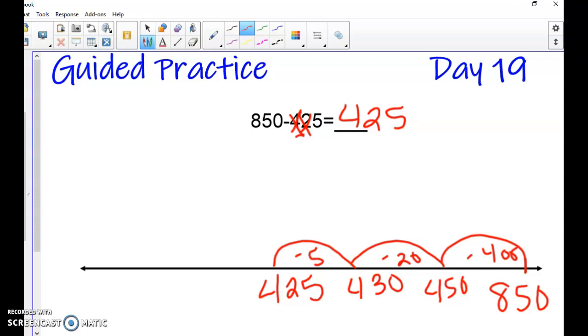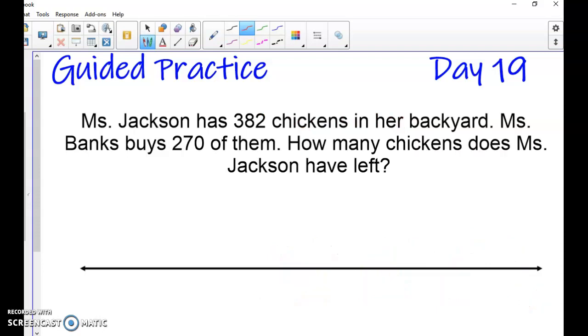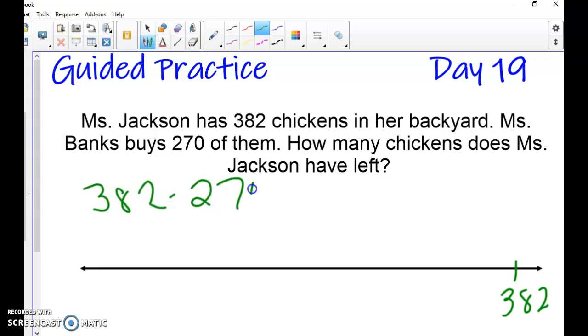Let's try the last problem together. Miss Jackson has 382 chickens in her backyard. Miss Banks buys 270 of them. How many chickens does Miss Jackson have left? So the number that we're going to start with at the end of our open number line is 382 because it is the biggest number. Let's write our equation so we know what we're subtracting. 382 minus 270.